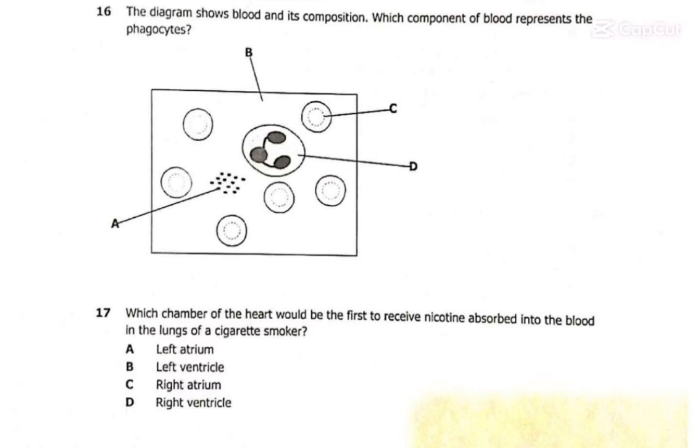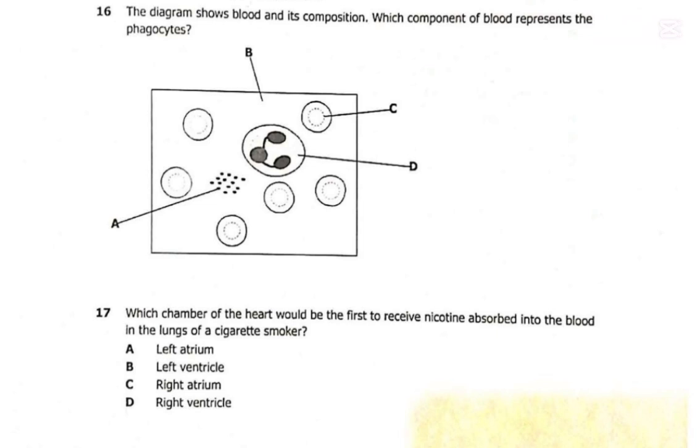16. The diagram shows blood and its composition. Which component of blood represents the phagocytes? A. The small fragments. B. The liquid medium. C. The biconcave discs. D. The cell with a multilobed nucleus.